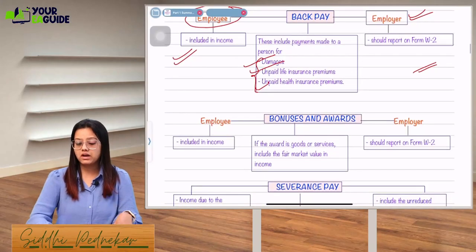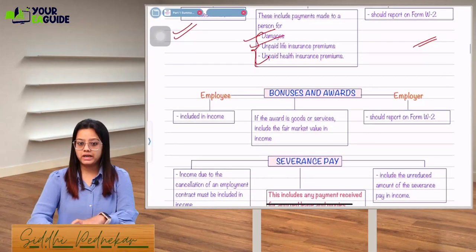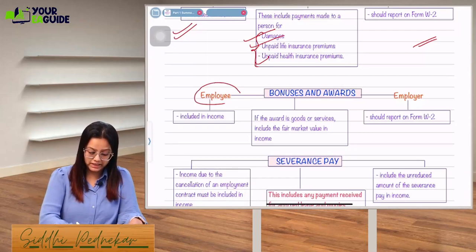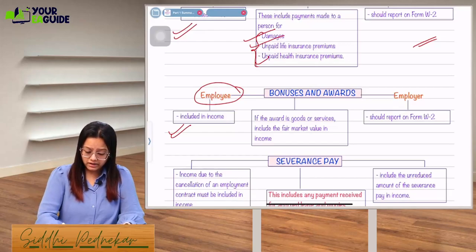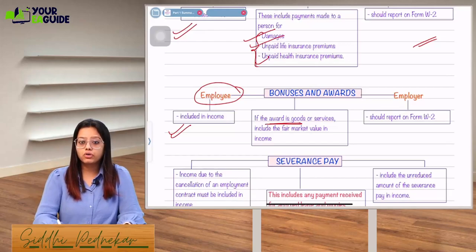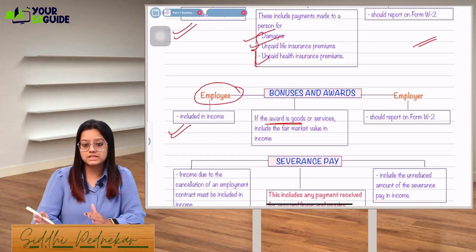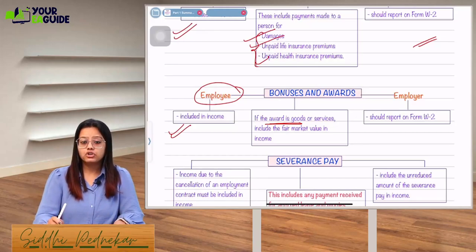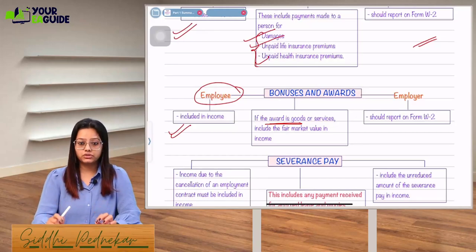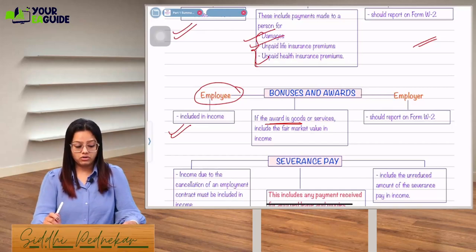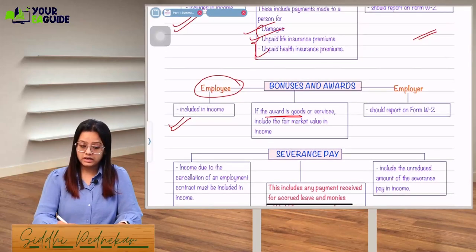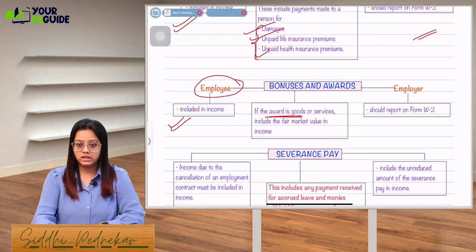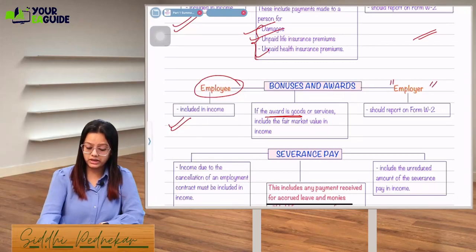Next is bonuses and awards. If employer is providing any bonuses and awards to the employee, it will be included in the income. Okay, then if the award is for goods or services, instead of providing some cash, you get an amount in kind, then in that case it will be included in the income. The fair market value of that particular goods or service will be included in the income, and the employer will be showing it as a W-2.